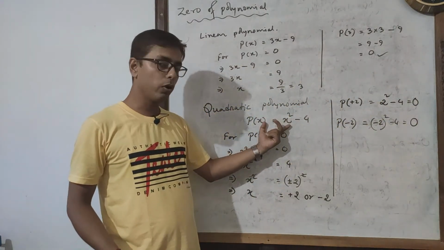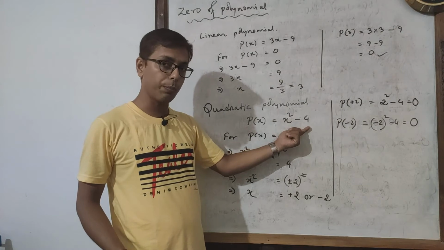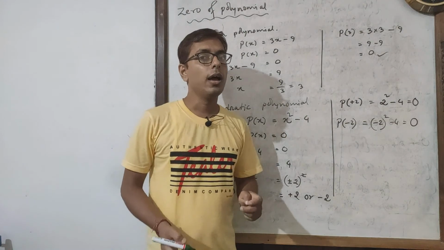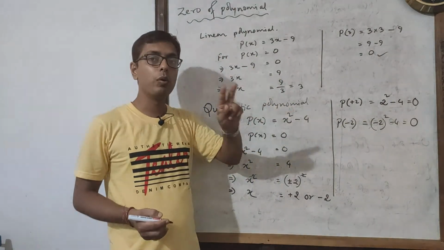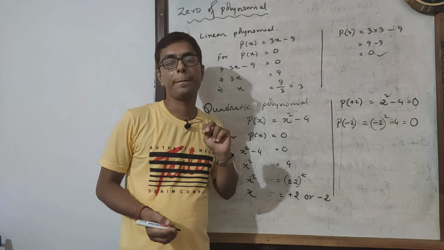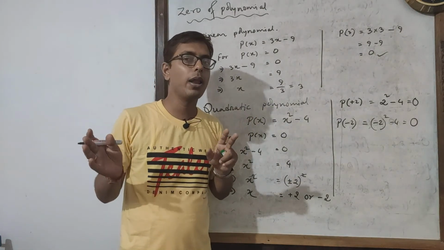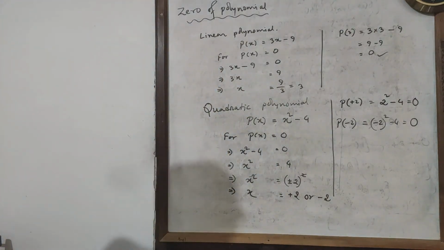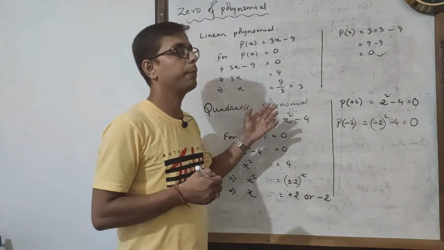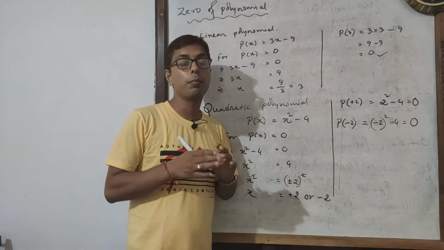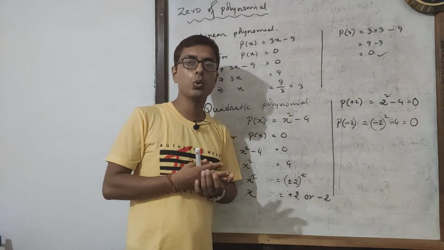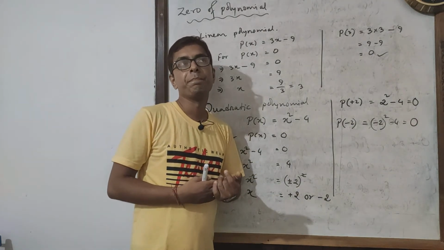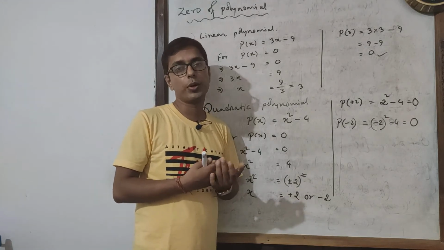Therefore, this particular polynomial, a quadratic polynomial, will have how many zeros? It will have 2 zeros. That means we can conclude that a quadratic polynomial will have 2 zeros. Clear? Similarly, a cubic polynomial will have 3 zeros. A biquadratic polynomial, having degree 4, will have 4 zeros. If the degree is 5, there will be 5 zeros. If the degree is 6, there will be 6 zeros, and so on.